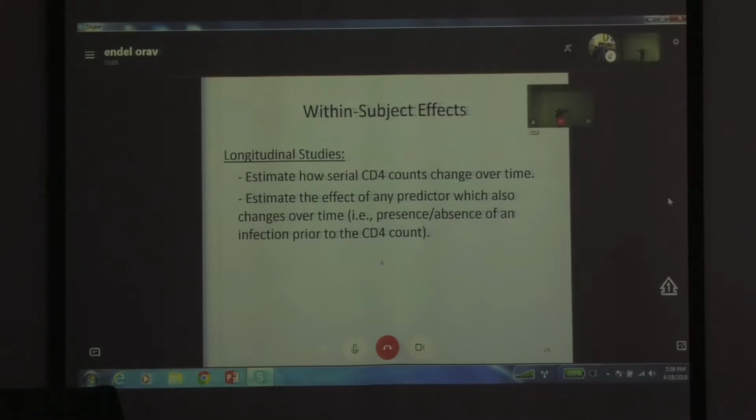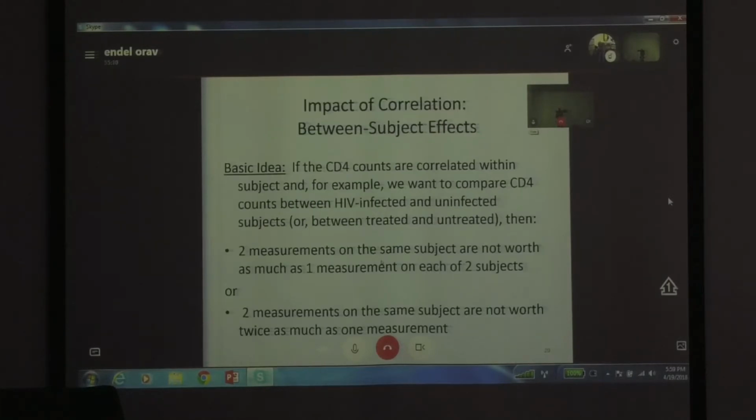So between and within, the impact itself and how it's going to play out in terms of power calculations, sample size calculations, this is sort of the statement. If we're looking between subjects, compare treatment and control, compare HIV infected and non-infected, then 2 measurements on the same subject are not worth as much as 1 measurement on each of 2 subjects.